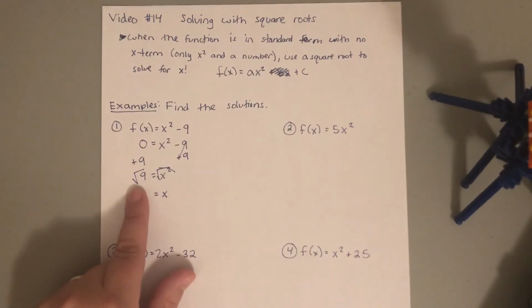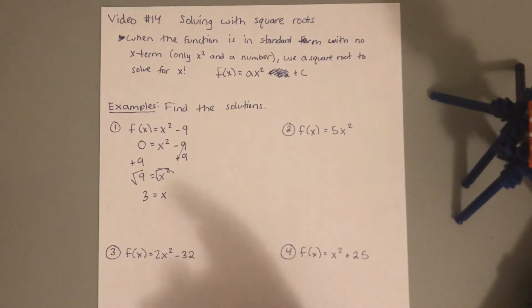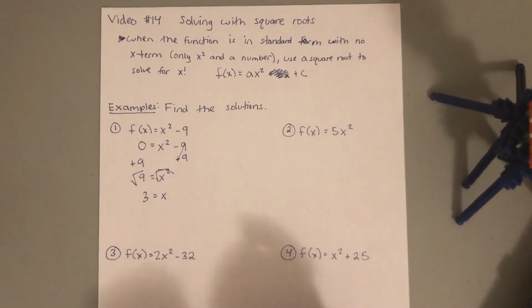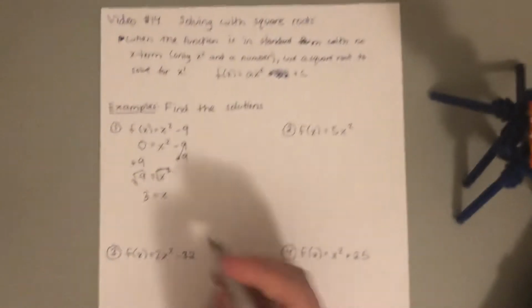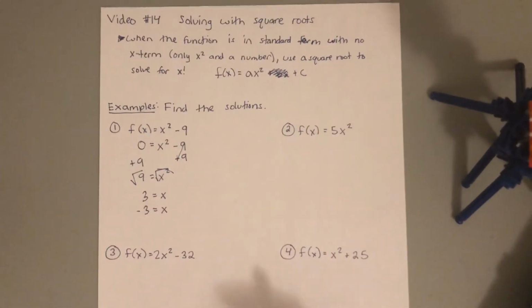Now we need to talk about over here, the square root of 9. Immediately, what comes to mind is 3, right? So the square root of 9 would be 3, because 3 times 3 is 9. So we could say that x equals 3. However, there is another number that works too. Since a negative times a negative equals a positive, in addition to 3 times 3 equaling 9, negative 3 times negative 3 also equals 9. So in this case, x could also be negative 3.